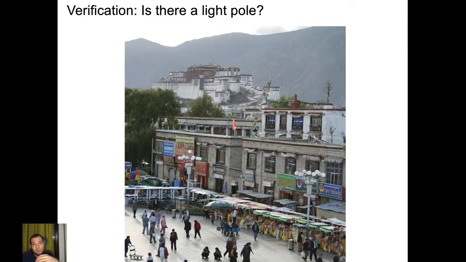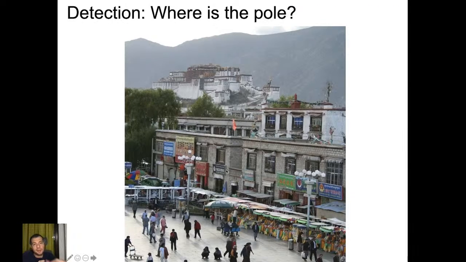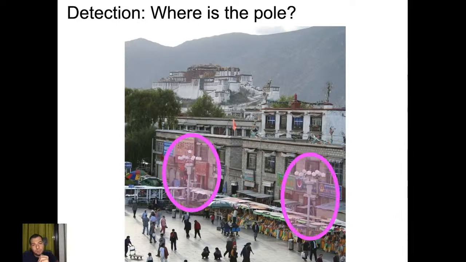This can be posed in various ways. As a verification problem, we can ask, is there a light pole in this image? And we can have a binary answer, yes or no. We see here two light poles, so in this case the answer could be yes. Then we also have the object detection task. So where is the pole? We have to provide the locations for this object.